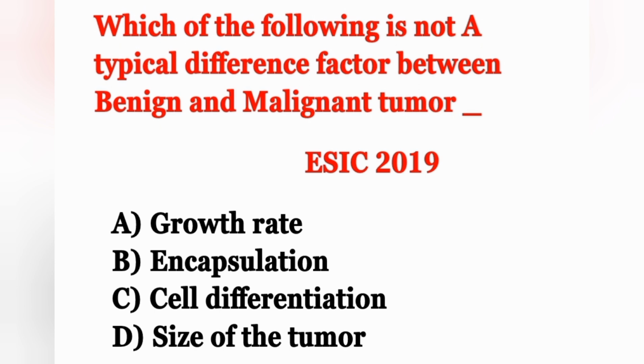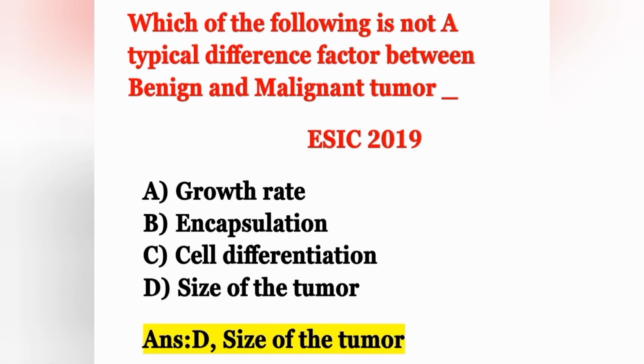The next question, which of the following is not a typical difference factor between benign and malignant tumor? Options: option A growth rate, option B encapsulation, option C cell differentiation, option D size of the tumor. Correct answer is size of the tumor. It is not a difference factor between benign and malignant tumors.